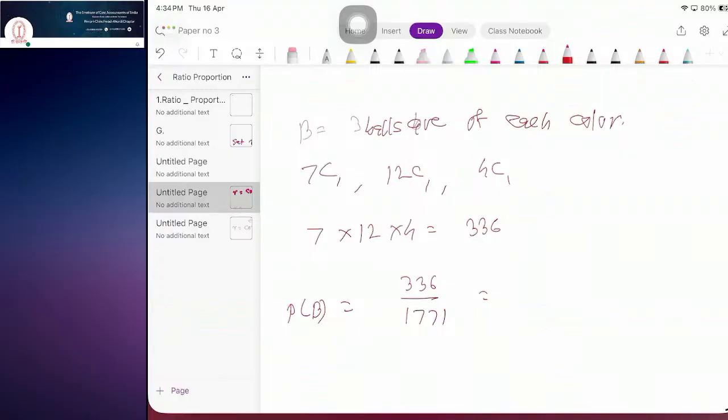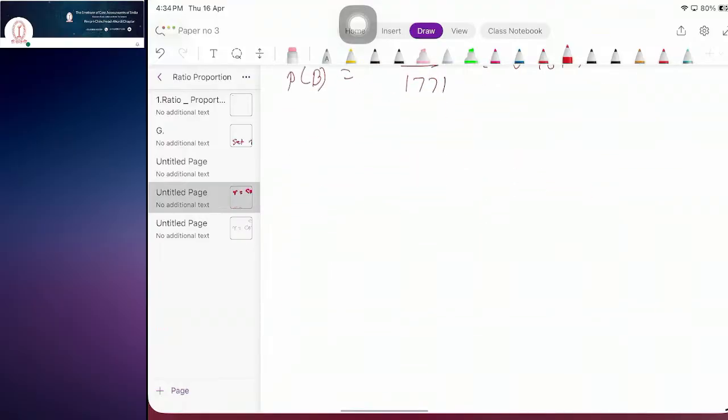So let's find this value. 336 divided by 1771, and that answer is coming 0.1897. So this is the answer of selecting any one ball from each color. That is the criteria. Okay.